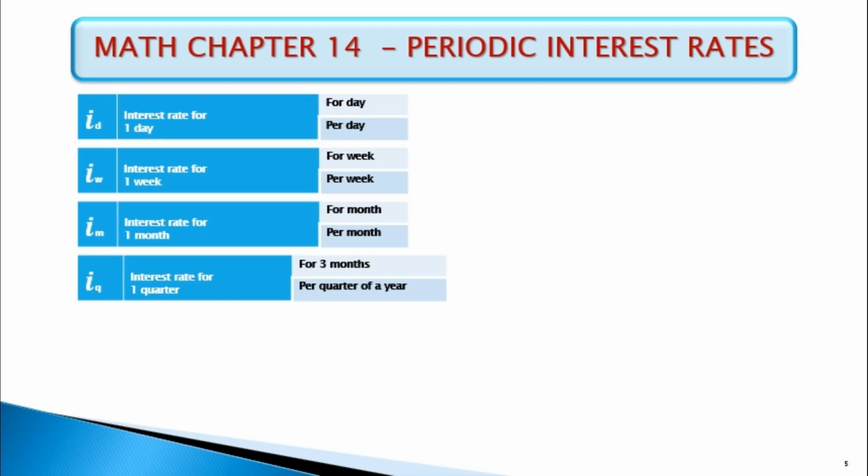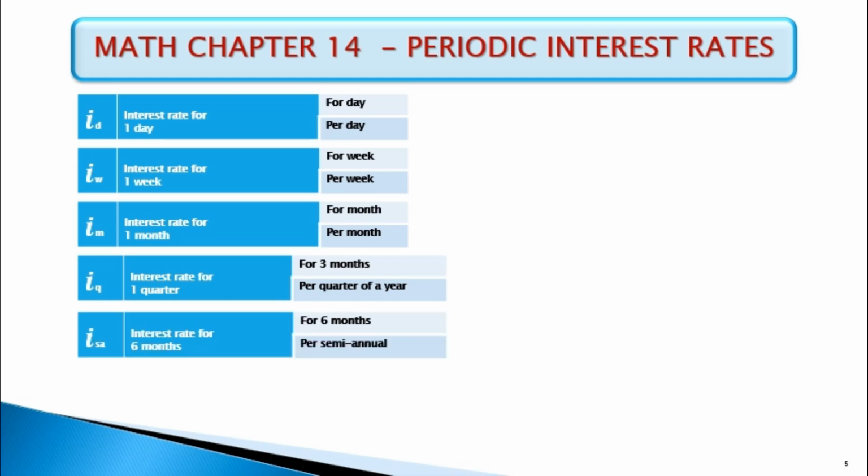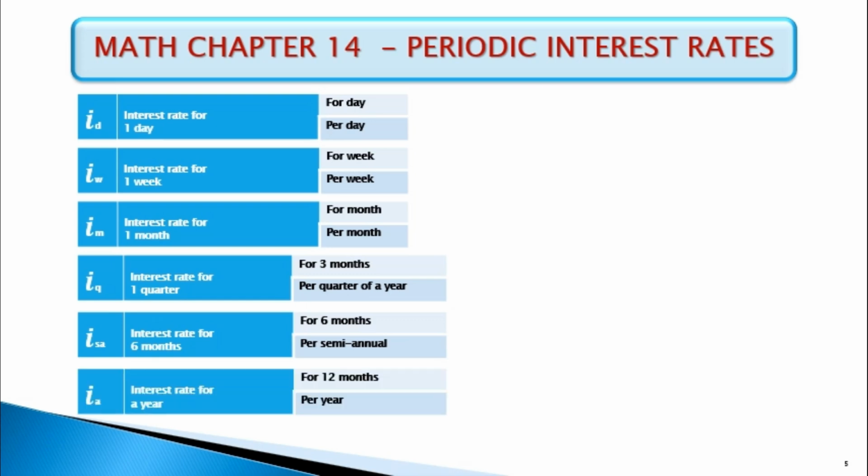We could have IQ, quarterly, which would mean that the interest rate is for the quarter of the year, which is 3 months. And ISA, which stands for 6 months, would be the rate for 6 months, which is the same as saying semi-annual rate, which would be I with a tiny little SA. And we do have I with an A, but we very seldom put I with a little a, because that's the same as J1.